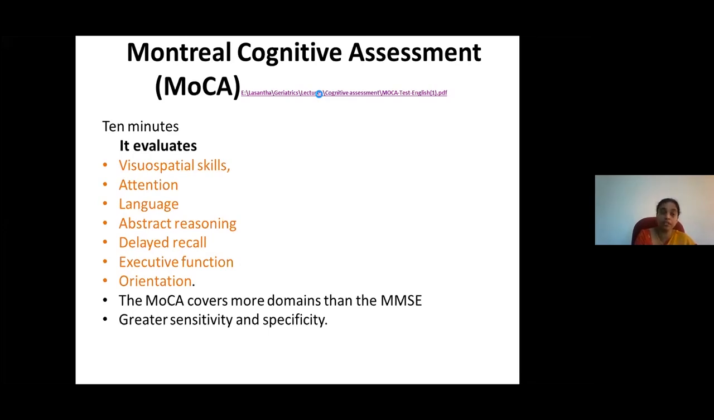So once we screen by using a brief test, then this Montreal Cognitive Assessment, MOCA, is a good screening, good assessment tool to categorize their cognitive impairment. So there are 8 components widely used as an advanced cognitive assessment method. So mainly the executive function and the abstract thinking process is assessed in Montreal Cognitive Assessment. So the MOCA covers more domains than MMSE, as I said, and it has greater sensitivity and specificity.